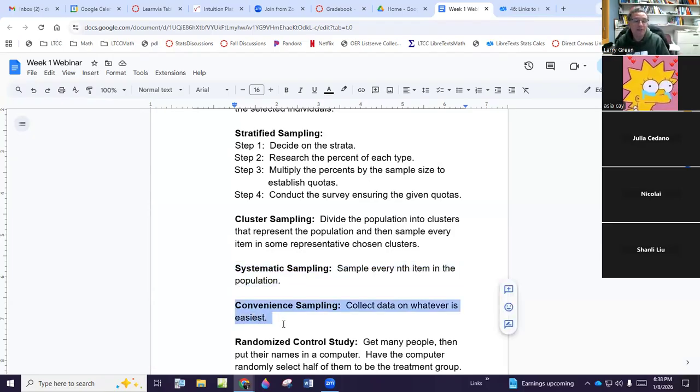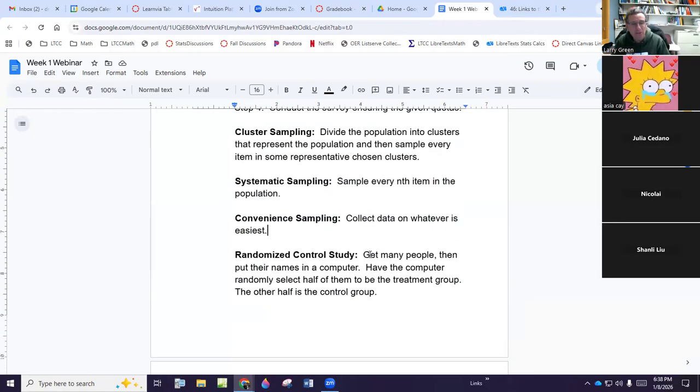Convenience sampling I already talked about. That's collect data on whatever's easy. The problem with that is it has horrible, horrible bias. So you only do that when you really don't care whether you're right or not. So you just do that when you're doing a fun survey. Okay. Then there's the randomized control sample.